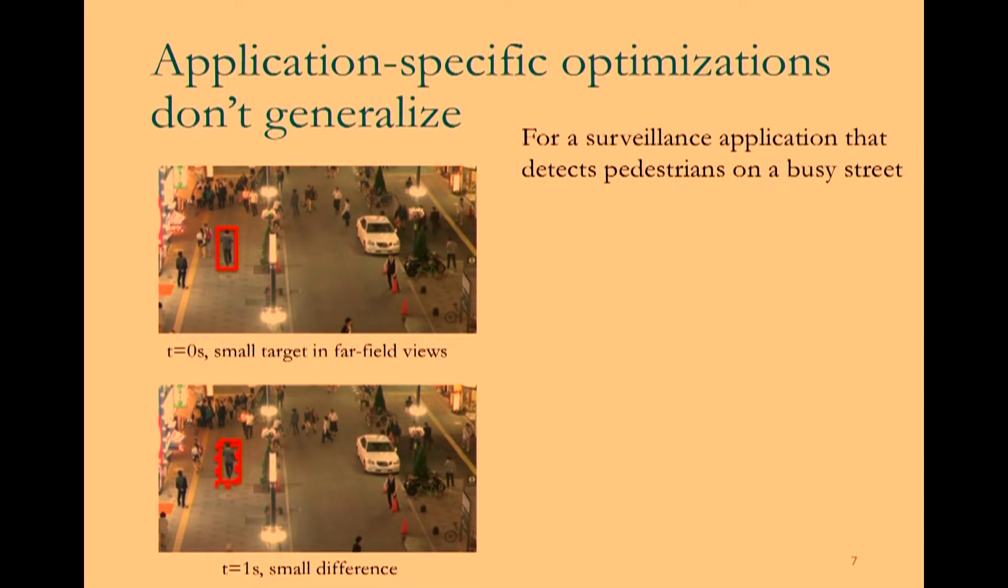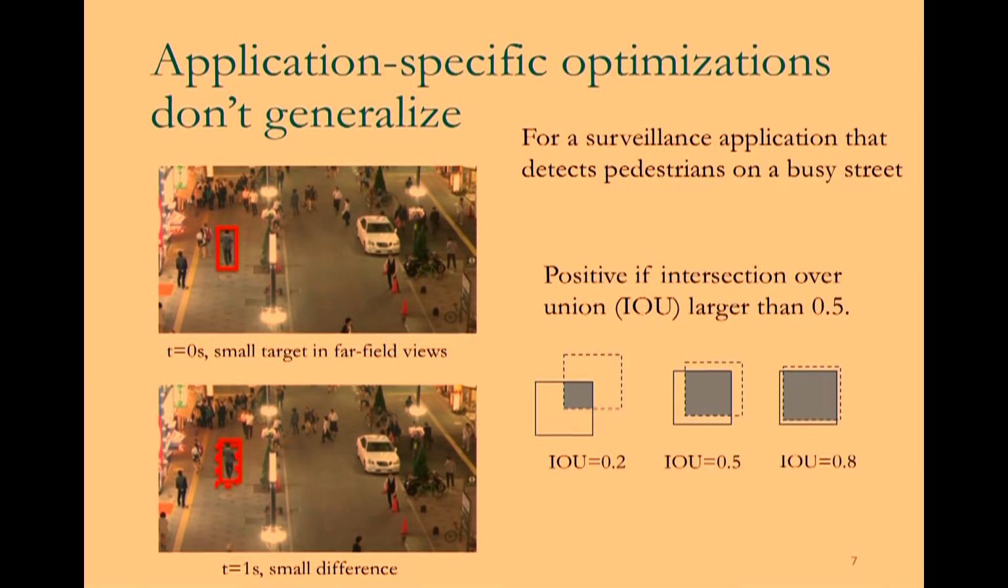Now the bottom figure shows what the scene looks like at time t equal to 1, and since the target moves very slowly, there's only a very small difference. Now, a detection in such an application is said to be positive if the intersection over union is larger than 0.5. This is a standard metric used for object detection. And here are some examples of intersection over unions between two bounding boxes. Since the frames here differ very slightly, one can skip the frames in between and still get good IOU values. So the IOU values can still be large if frames are skipped in between.